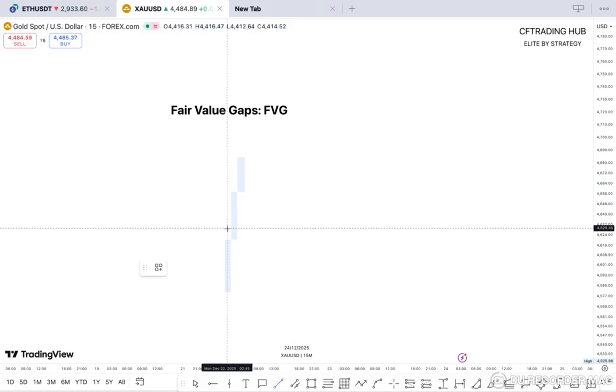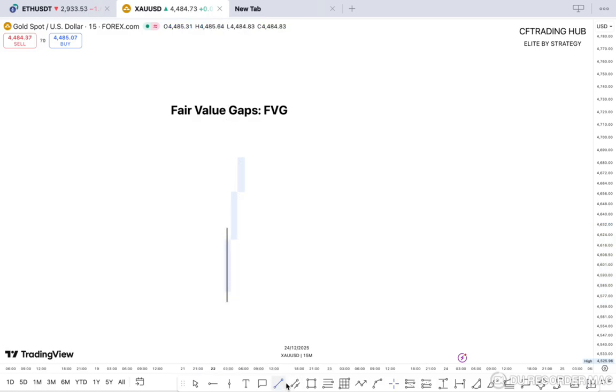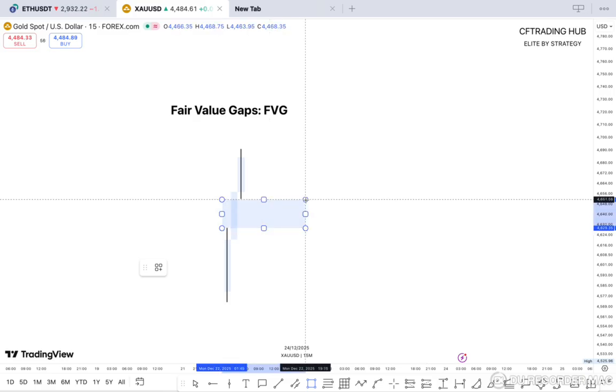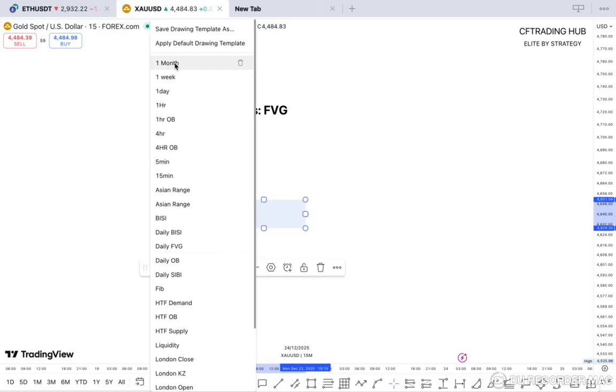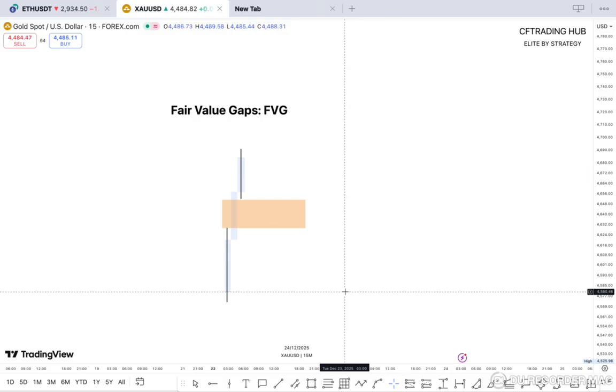In which there is a gap between the first candle and the third candle, over the second candle. So yeah, that is what a fair value gap means.